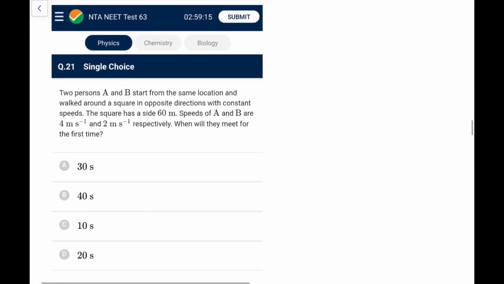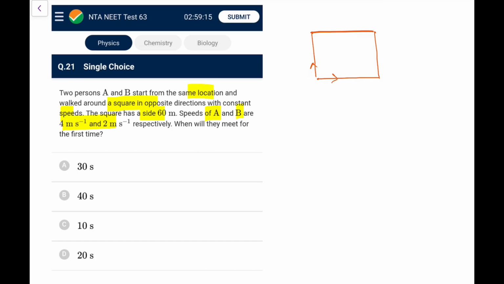Next, two persons A and B start from the same location and walk around a square in opposite directions with constant speed. It has a side of 60. A and B's speeds are 4 and 2 respectively. When will they meet for the first time? So see, like this. Both start from the same location. One goes like this, one goes like this. Okay, when will they meet for the first time?